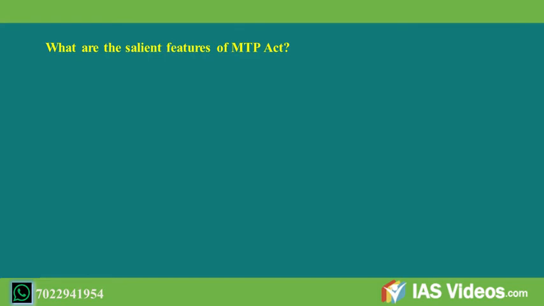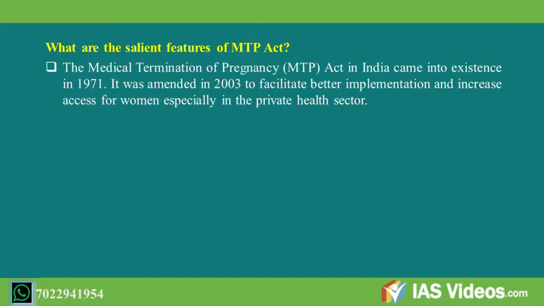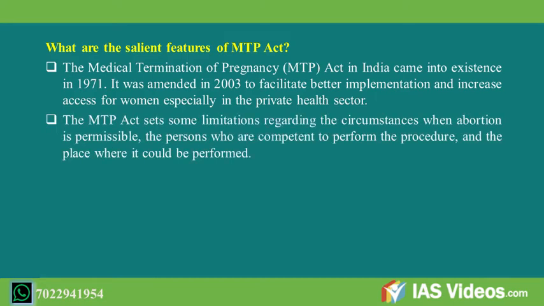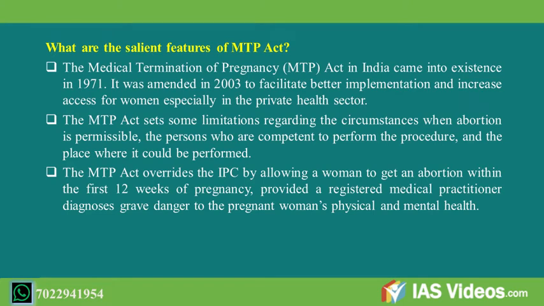What are the salient features of MTP Act? The Medical Termination of Pregnancy Act in India came into existence in 1971. It was amended in 2003 to facilitate better implementation and increase access for women, especially in the private health sector. The MTP Act sets some limitations regarding the circumstances when abortion is permissible, the persons who are competent to perform the procedure, and the place where it should be performed.